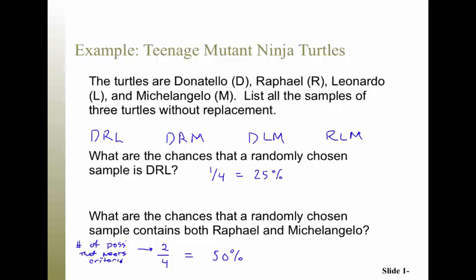And what's the 4? That's the total number of samples, the total number of possibilities. This is just the basic way we think about probability. The numerator is the number of possibilities that meets the given criteria. 2 of those samples contain both Raphael and Michelangelo. And then the denominator is the total number of possibilities. So that's a crash course on probability. Questions on that?